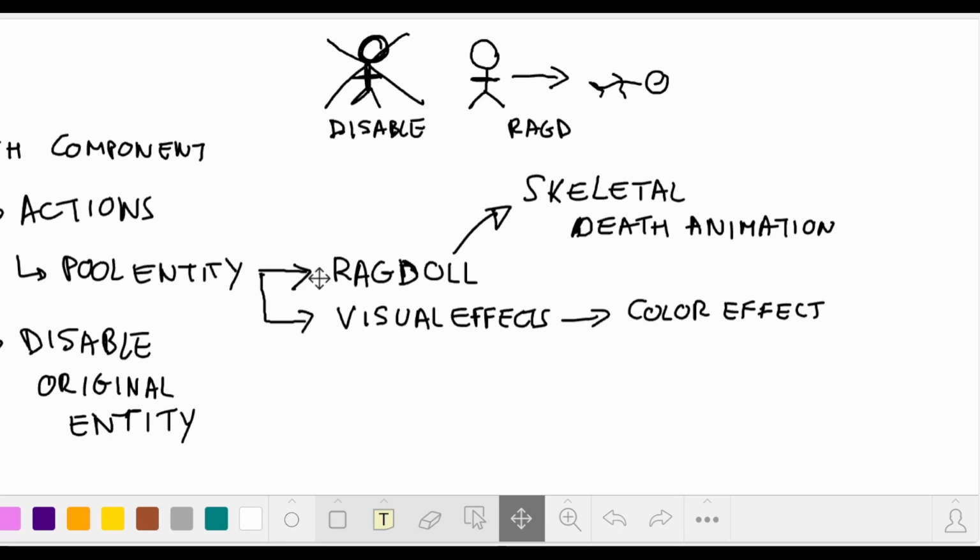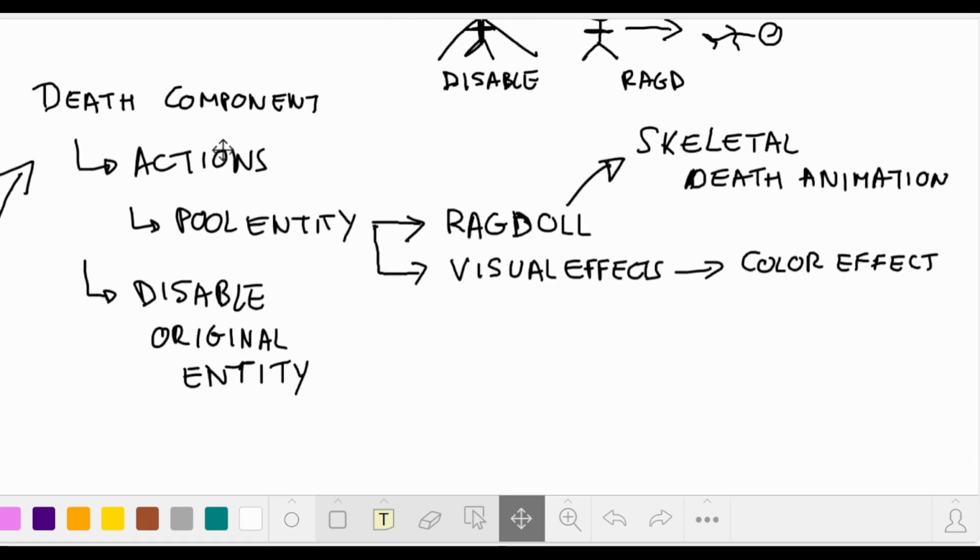Well, let's take a look at the last part. The death component also, after triggering all the actions, disables the original entity. We don't want this original entity anymore. It could be conflicting with all the other systems. We just disable it and stop tracking it.